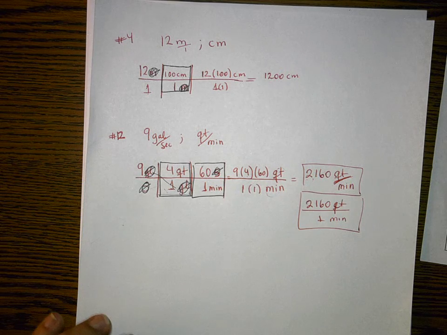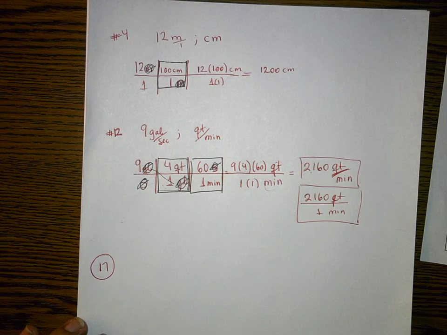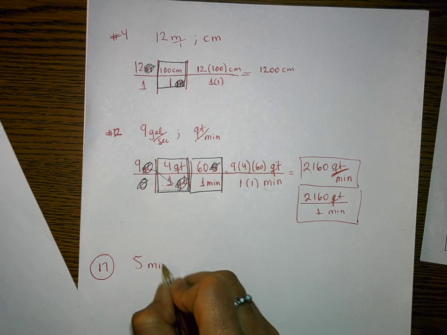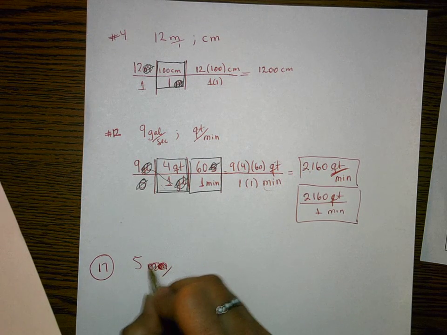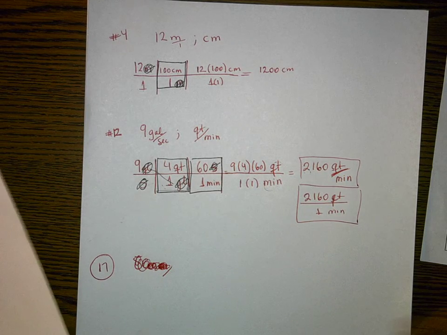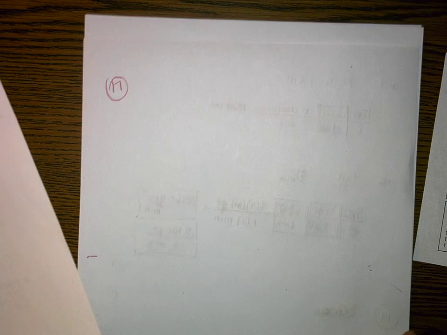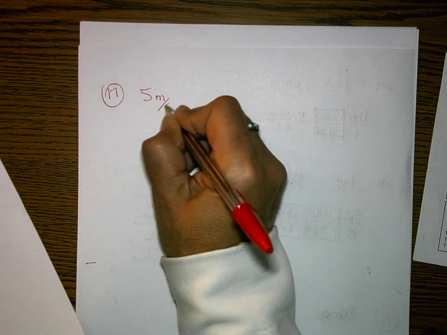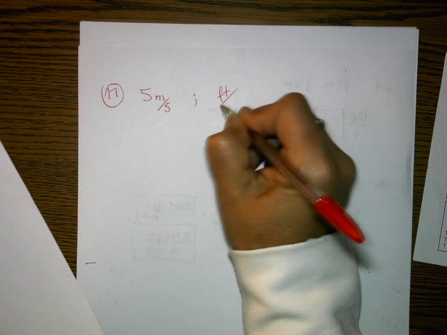Then I said we would also do number 17. Number 17 is, let's look over here. We have 5 minutes per, that's not minutes, that is miles. Okay, let me fix that. Let me start all over again, fresh here, and you know what? Let's start a new page. Number 17, we have 5 miles per second. Okay, and we want to convert to feet per second.